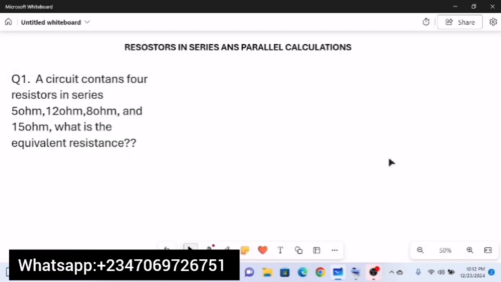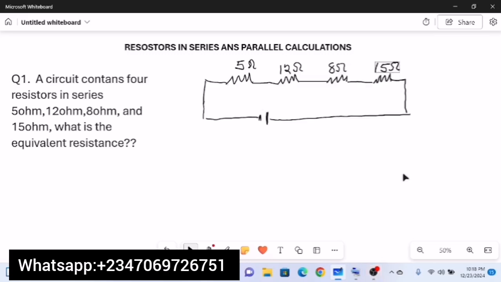Now let's consider the first question. It says, a circuit consists of 4 resistors in series, 5 ohms, 12 ohms, 8 ohms, and 15 ohms. What is the equivalent resistance? Alright, now let's use a diagram to illustrate this circuit. So this is what the circuit diagram looks like, involving 4 resistors in series.